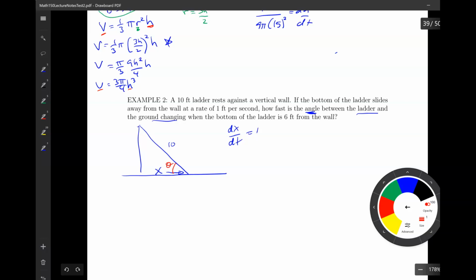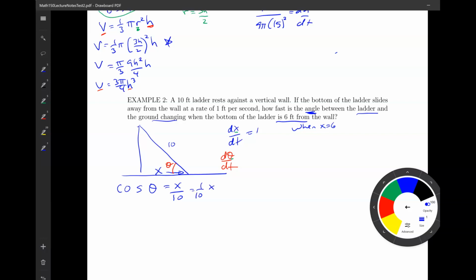So there is the angle between the ladder and the ground. Find d theta/dt when the bottom of the ladder is 6 feet from the wall, when x is 6. I need an equation, not Pythagorean theorem, that's going to have x and theta in it. Looking at this, I see a nice triangle. Cosine of theta is adjacent over hypotenuse, which is the same as 1/10 times x.